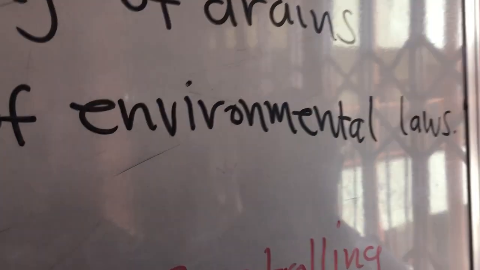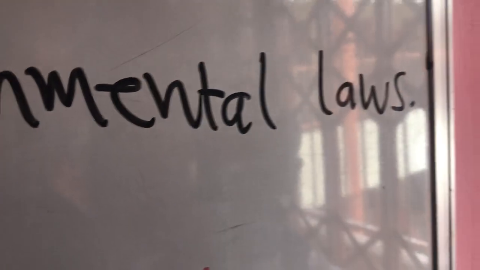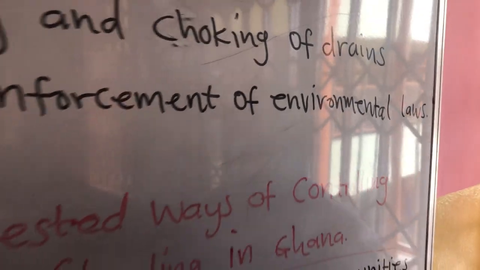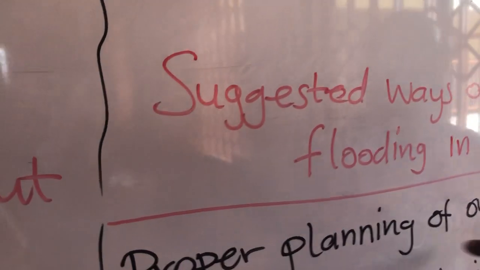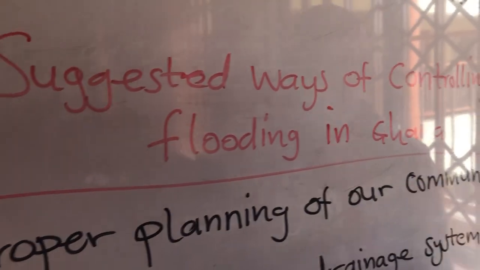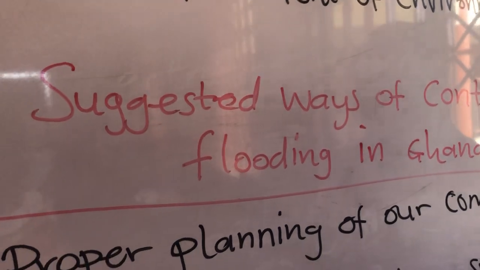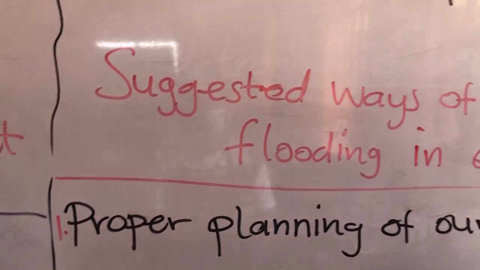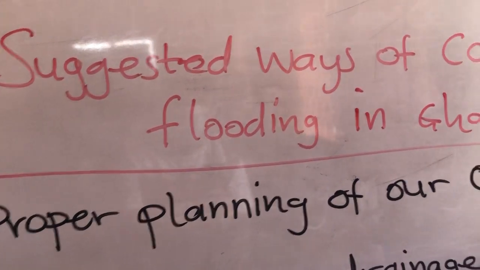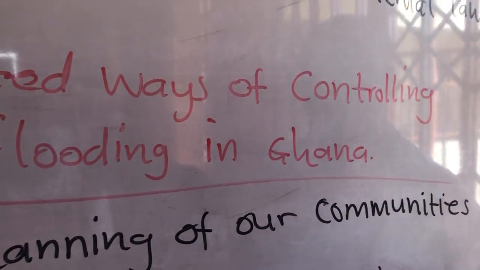That is suggested ways of controlling flooding in Ghana. There should be proper planning of our communities. Authorities must make sure that anytime a structure is put up, that person has a permit. Nobody should put up a structure anywhere without a permit.